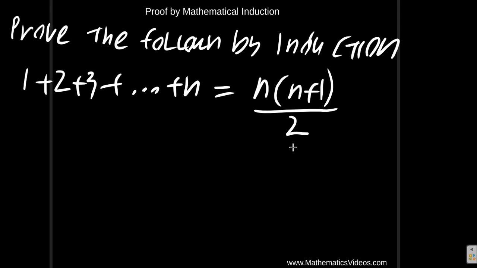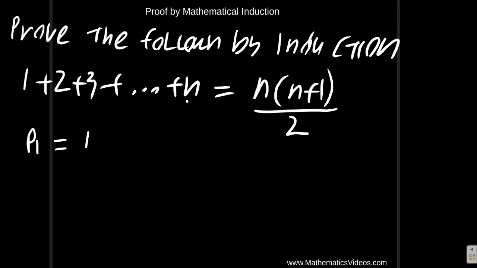Okay, have you paused the video and proved this statement by mathematical induction? Let's see. So here now, we have 1 plus 2 plus 3 plus dot dot dot plus n is equal to n(n plus 1) divided by 2. Before we start, let's just clarify something. When you have P1, n is 1, right?